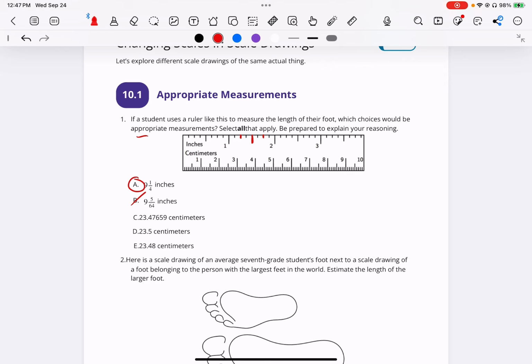23.47659. Again, our ruler is not going to go to that many decimal points, so C is not possible. D, 23.5 centimeters. Centimeters, this longer line, not as long as our main lines, would represent a half. So 23.5 would be possible. And 23.48, that increment of the hundredths is not possible on my ruler.